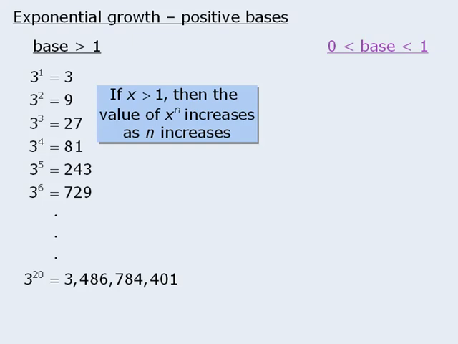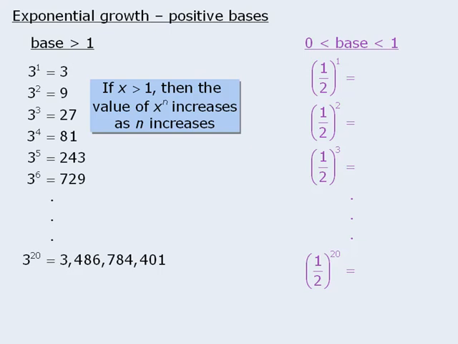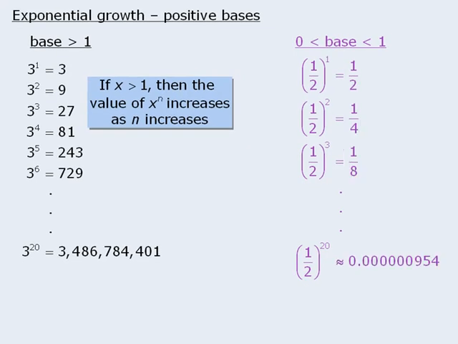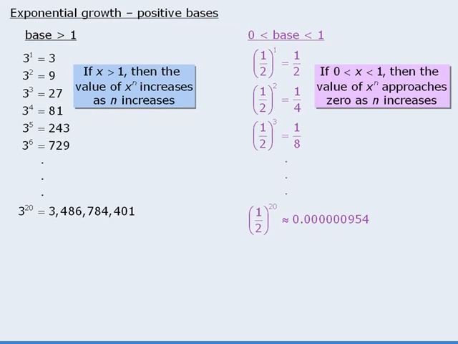Now let's compare these results to what happens when the base is between 0 and 1. For example, when the base is 1/2 and we evaluate these expressions, we get the following. Notice here that as the exponents increase in value, the expressions evaluate to be smaller and smaller numbers. From this, we can conclude that if x is between 0 and 1, then the value of x to the power of n approaches 0 as the value of n increases.